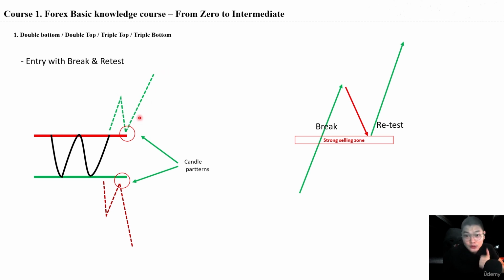Why does price need to retest? Because when the buyers break out of the strong selling zone, they want to make sure one more time whether there are sellers at this level. Therefore, they will push price slightly down to test if there are any sellers at these levels. If there are no sellers, price will go up again. This is a theory in the market.